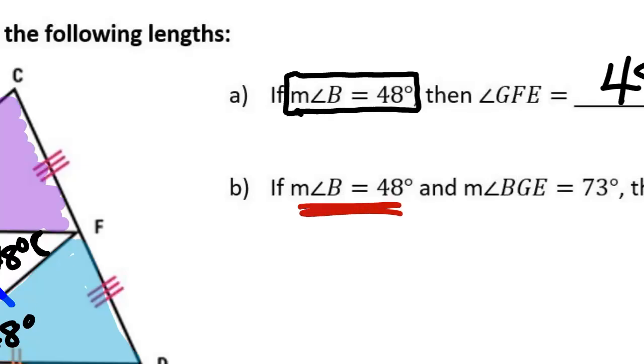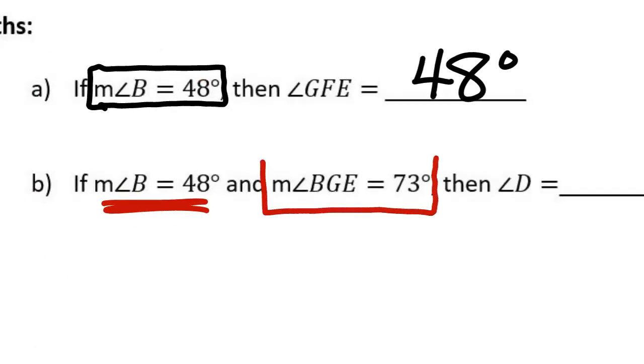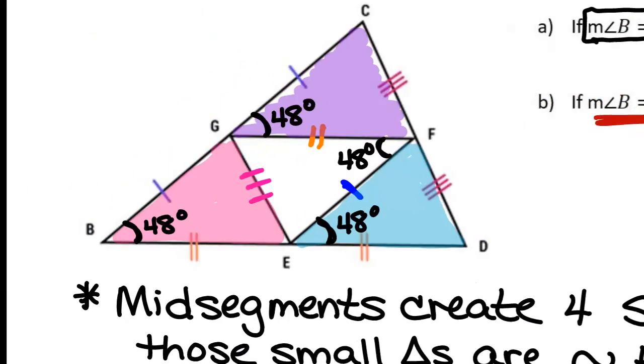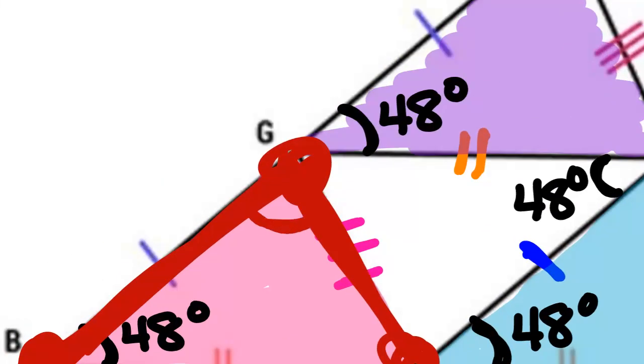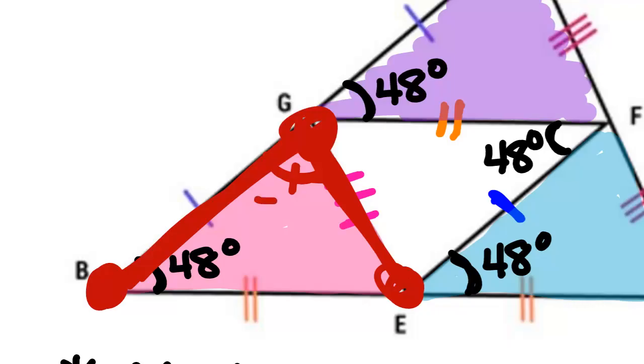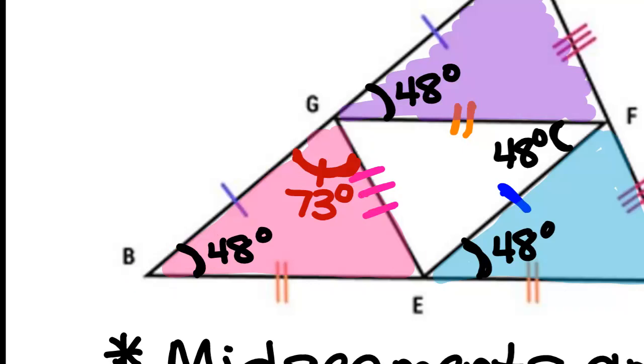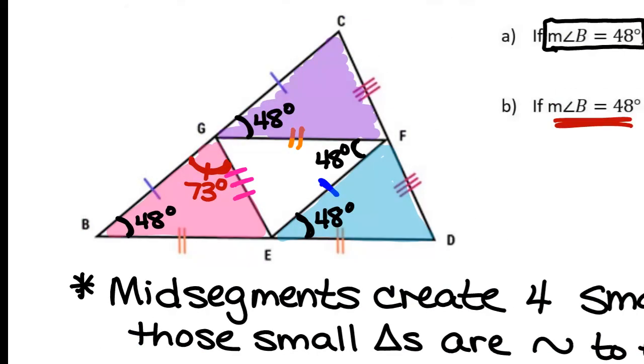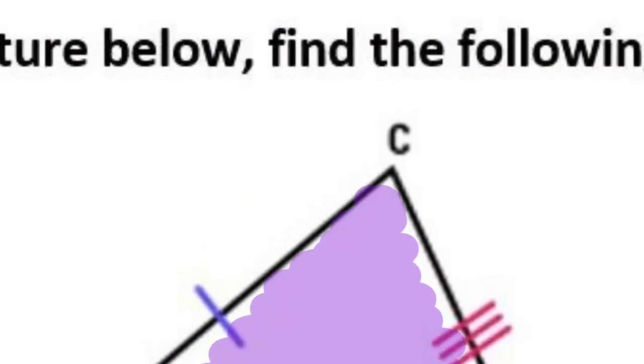All right, part B. Angle B is still 48 degrees, but now angle BGE, we're being told, is 73 degrees. B up to G, down to E. So when we say angle BGE, we're talking about this angle up here is 73 degrees. Because we have four little congruent triangles here, what's another angle that would have to be 73 degrees? C up at the tippy top is also 73 degrees.